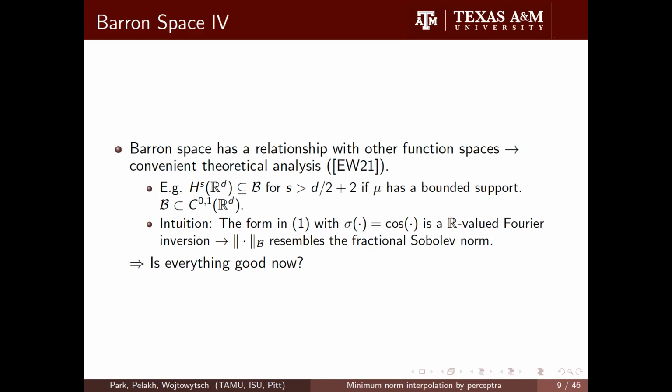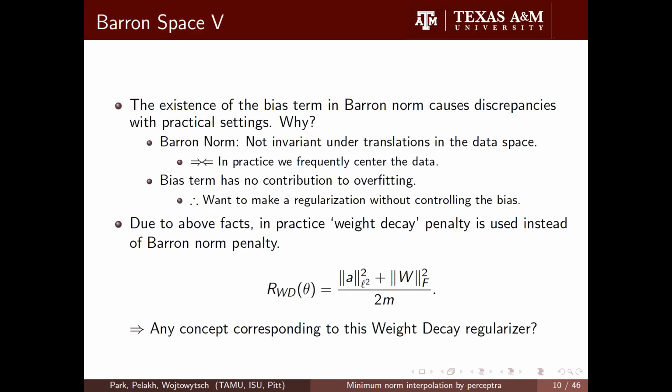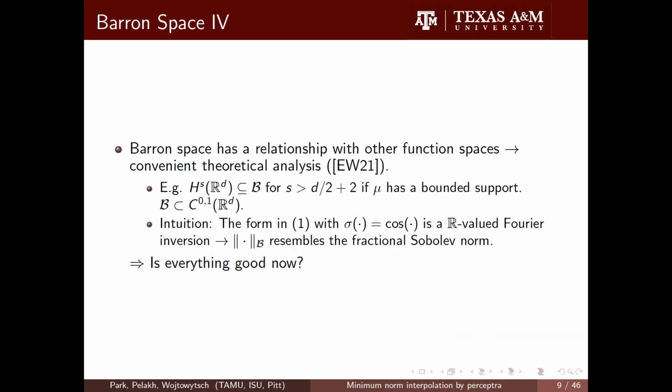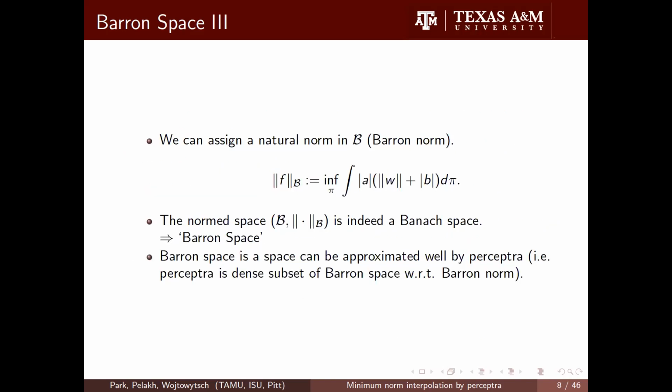So now we have everything good. We know shallow neural networks can approximate Baron space, and we at least have some information about Baron space. So it seems like everything is good now, right? But there must be a reason I put this question here, because it is not. Up to this part, theoretically, it's nice. We have some nice Banach space, and we know some tools to analyze that Banach space.